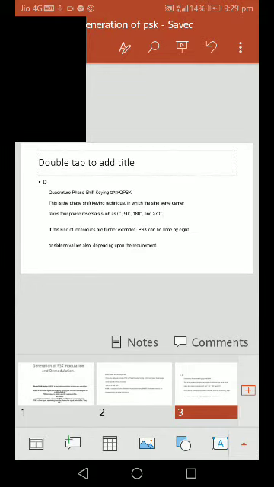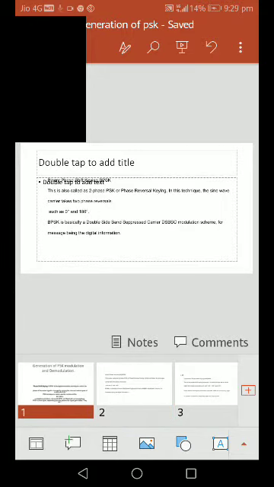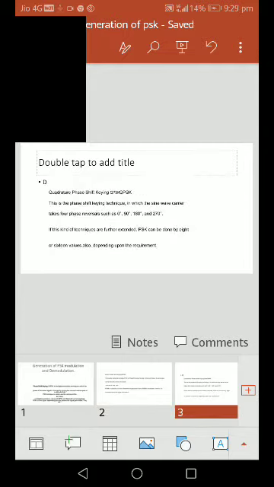And quadrature phase shift keying, QPSK. This is the phase shift keying technique in which the sine wave carrier takes four phase reversals: 0 degrees, 90 degrees, 180 degrees and 270 degrees phase shift. This technique can be further extended, and PSK can be done with 8 or 16 values depending upon the requirements.